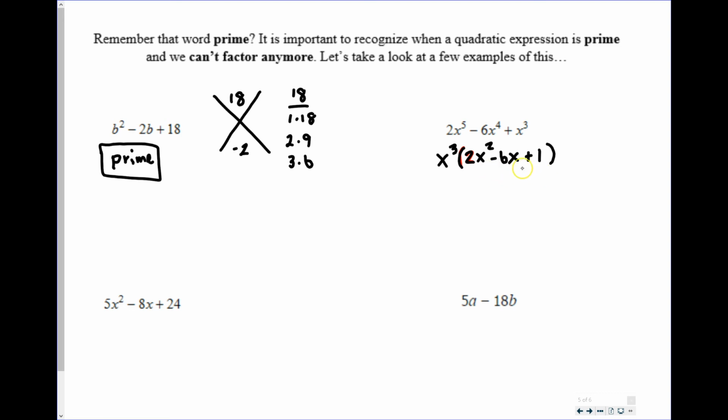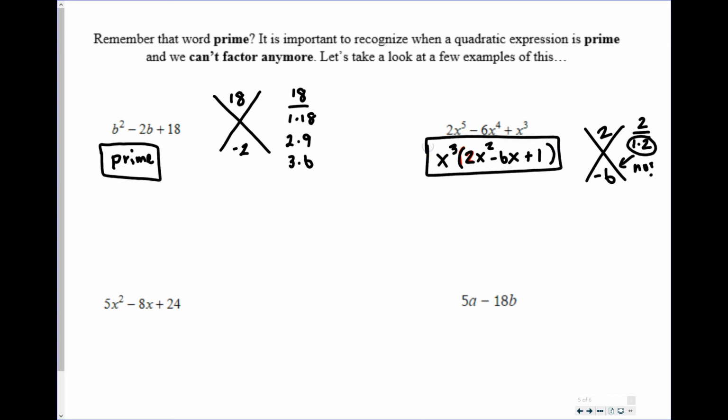When I see this trinomial, I think, okay, I might be able to factor this further. So I'm going to go ahead and use my x. 2 times 1 is 2, and then I've got this negative 6 down here. Just by looking at this, I can kind of tell that I'm not going to find a match. There's only one option to get factors of 2, and that's 1 times 2, and there's no way that this is going to give me a negative 6. Like, nope, that's not going to work. So this is as far as I can go. It's not exactly prime because I did factor something out, but that's as far as I can go.